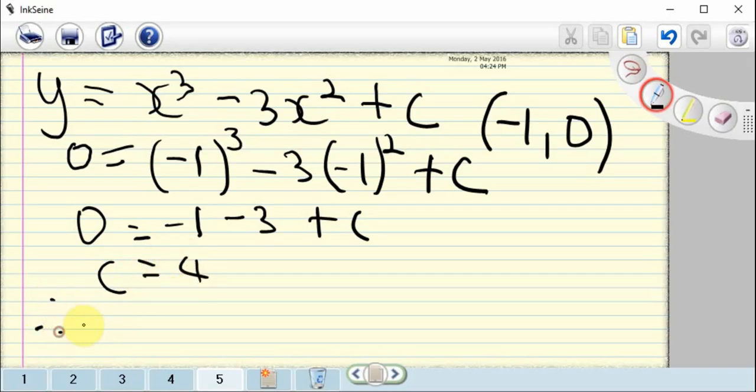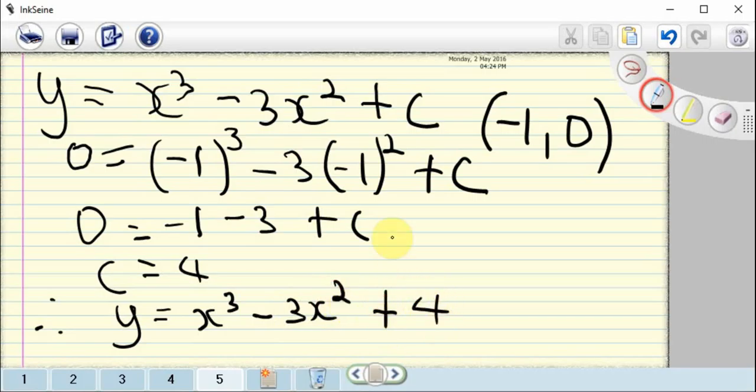Therefore the equation is y is equal to x cubed minus 3x squared plus 4. Simple, right? And there you have it. You've done a past paper question in finding the equation of the curve, and that was worth 4 marks.